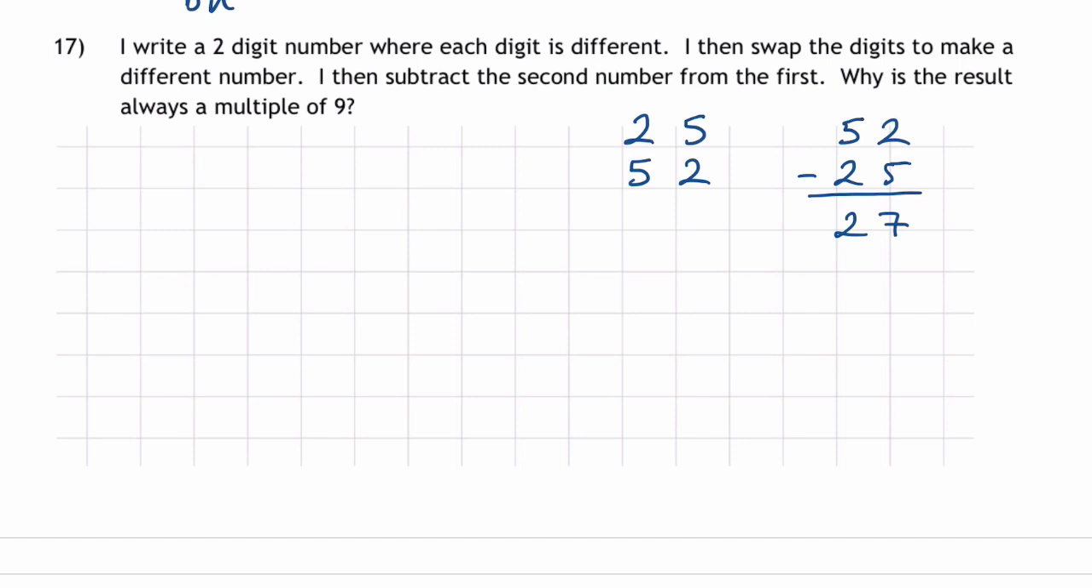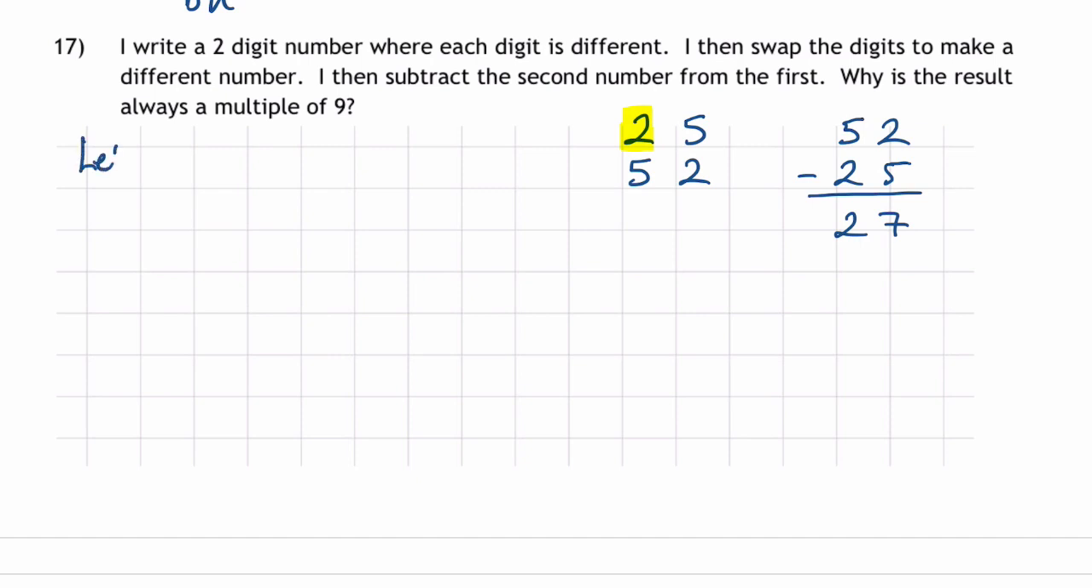So why does that work? Well, let's have a look at the first digit. The first digit in our case was a 2. But it's not actually 2, it's actually a 20. So it's 2 multiplied by 10. So instead of using numbers, let's use letters.